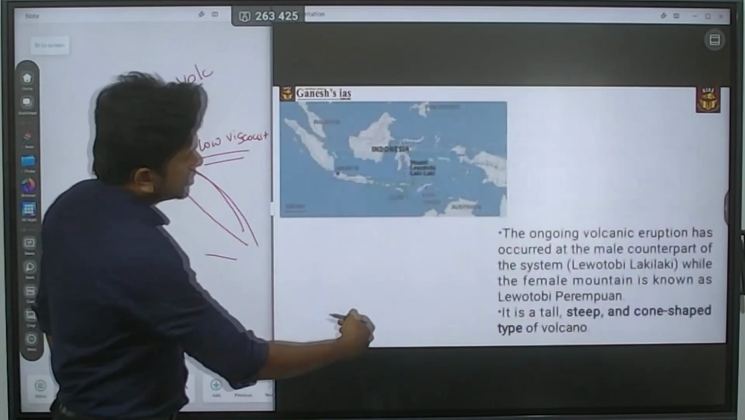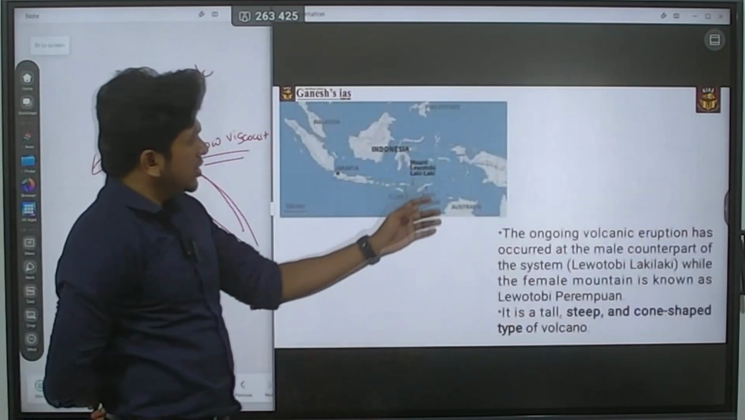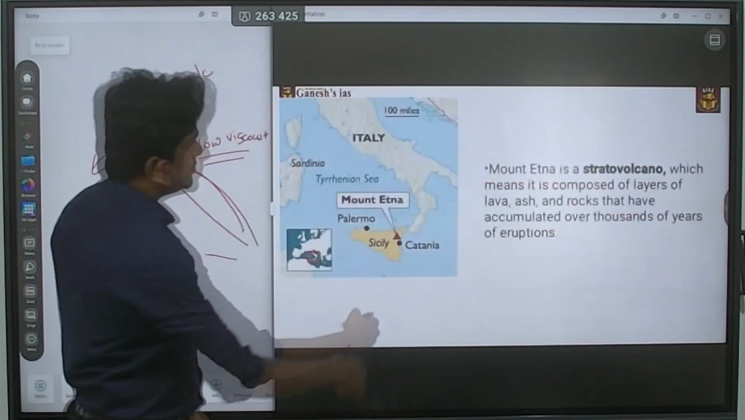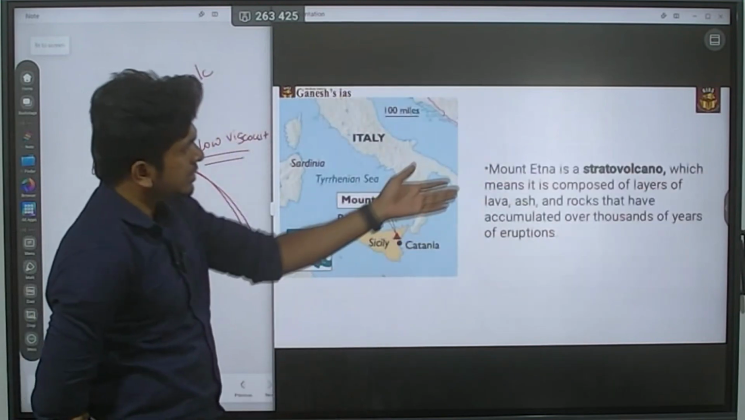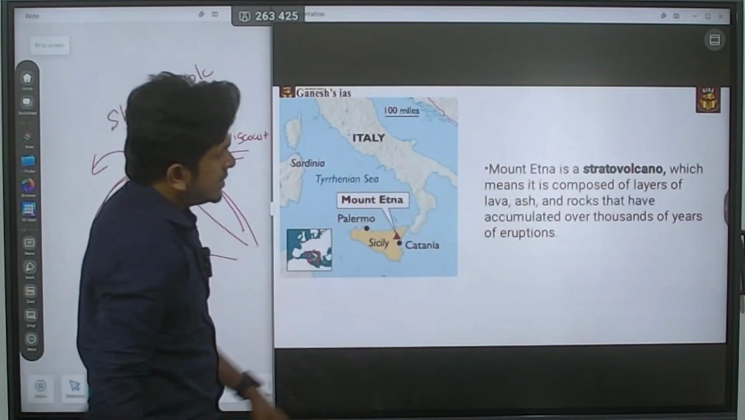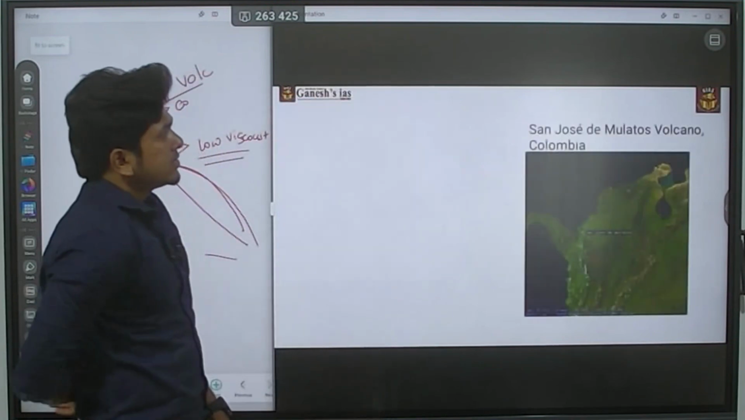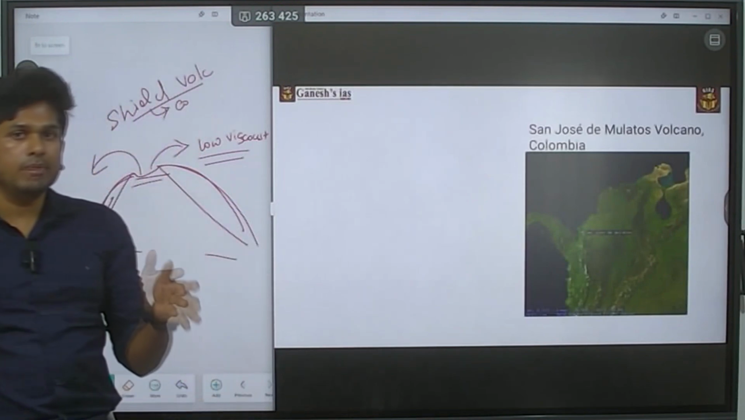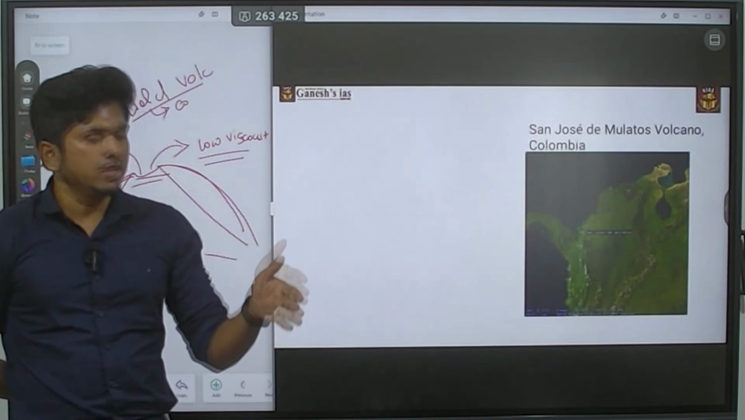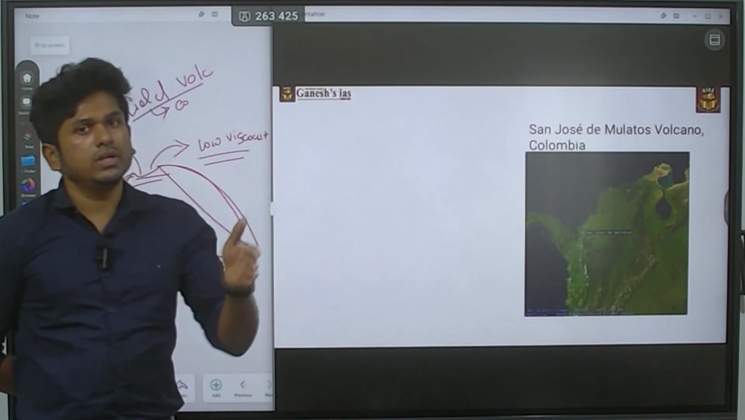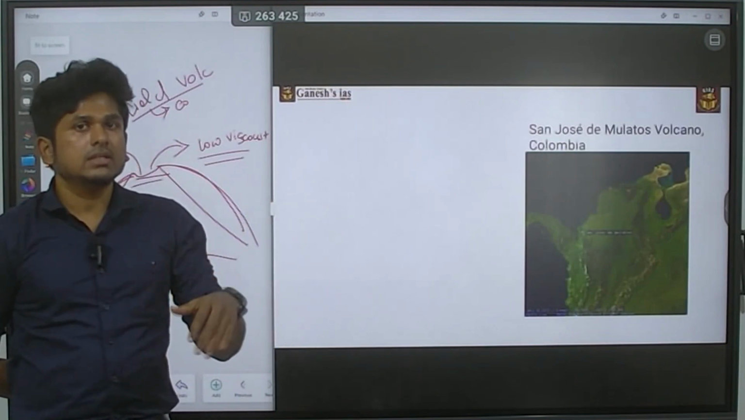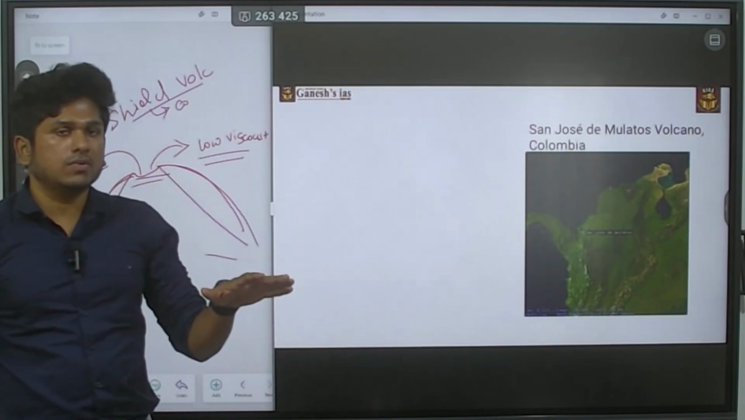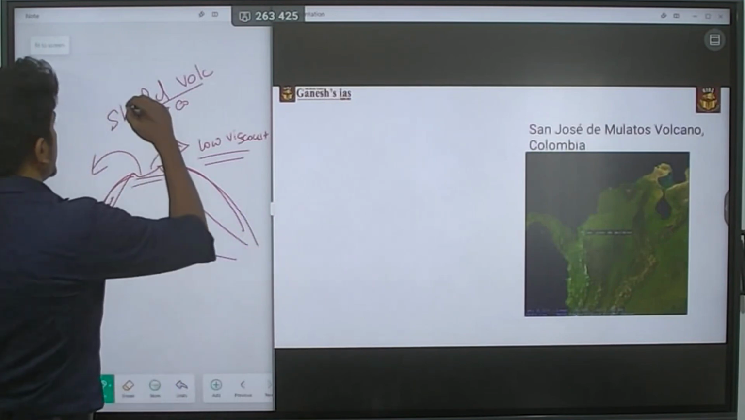Okay, and then next is Mount Lewotobi Laki-Laki, which is from Indonesia. Next, Mount Etna is from Italy. Next, San José Nevado del Ruiz volcano is from Colombia. So these are the major volcanic eruptions that happened from 2024 to 2025. So these are the possible questions they may ask. So please make a note of it, and also please make a note of it.